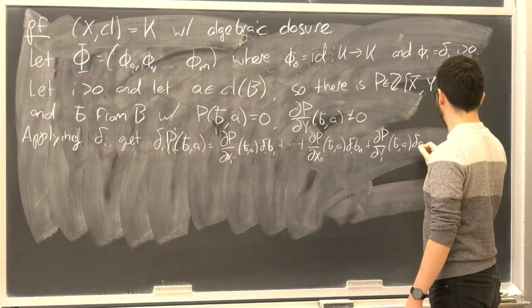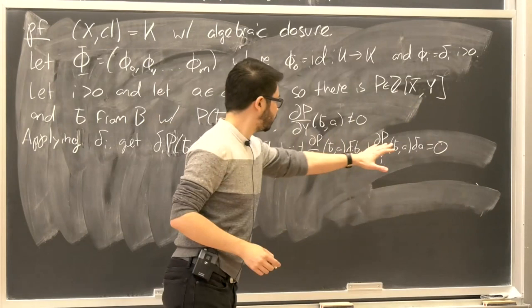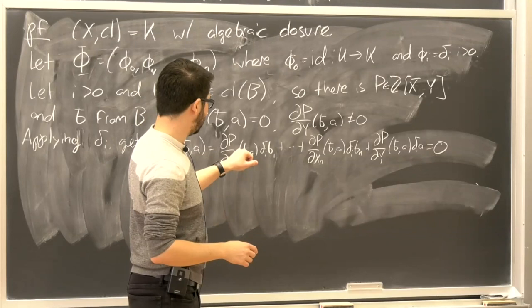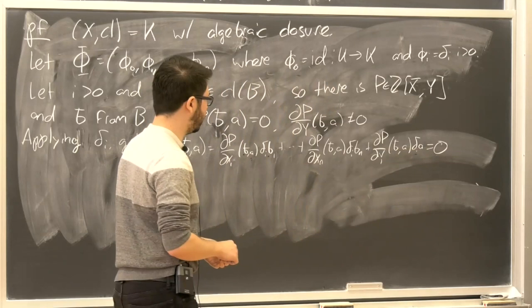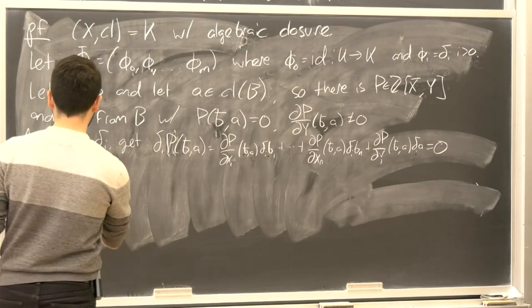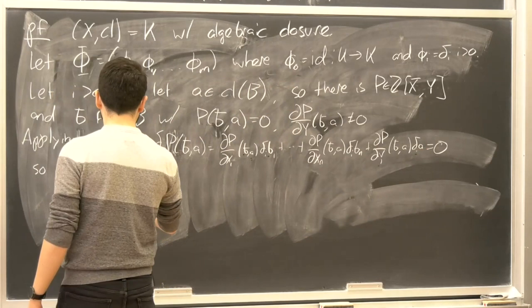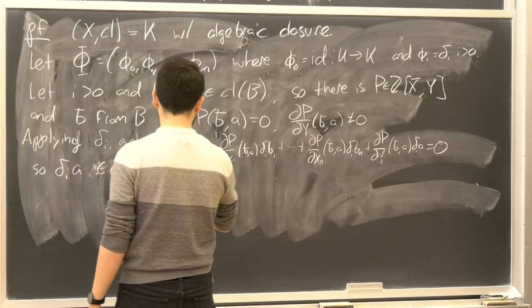And this is the derivative of something which is equal to zero, so it itself has to be equal to zero. If you look at what we have here, you can view this whole expression as a polynomial where you allow parameters b, delta i applied to b, this element a, and then delta i of a, and this whole thing is equal to zero. Of course, the partial derivative of this with respect to delta i of a is just the derivative of P with respect to y at (b, a), which we've assumed to be non-zero. So long story short, delta i of a is in the closure of a along with b, and we use these derivatives of things in B.